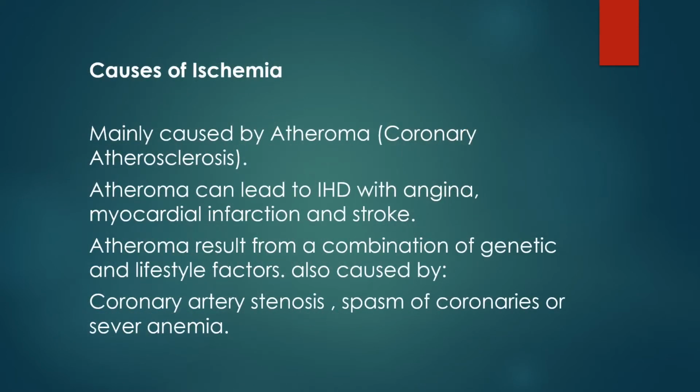أسباب الإسكيميا, the main cause is the atheroma. Atheroma is an abnormal accumulation of material in the inner layer of the wall of the artery. This process is called coronary atherosclerosis. الثيرومات هي المسبب الرئيسي للإنجينا والمايوكارديال infarction and stroke, and results from a combination of genetic and lifestyle factors.